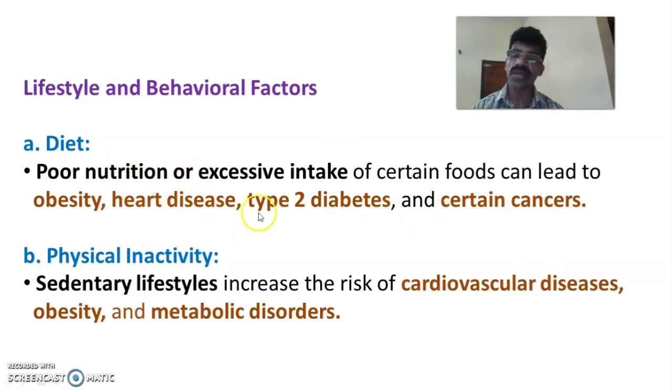So poor nutrition can lead to various deficiencies, such as protein energy malnutrition and vitamin deficiencies like scurvy, rickets, etc. And excessive intake can lead to obesity, heart diseases, type 2 diabetes, etc., and even certain cancers. The second factor is physical inactivity of the person. Following a sedentary lifestyle, without regular exercise, without adequate rest, and consumption of junk foods, etc., increases the risk for various cardiovascular diseases and even obesity, metabolic disorders, metabolic syndrome, and hormonal variations and related problems. That comes under physical inactivity of the person.